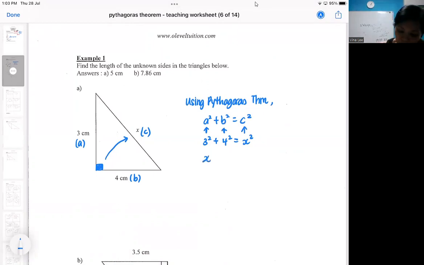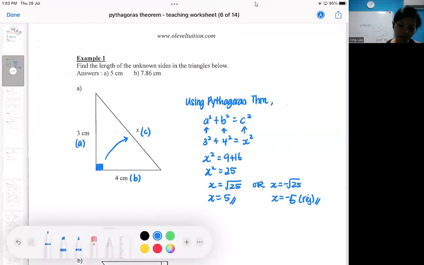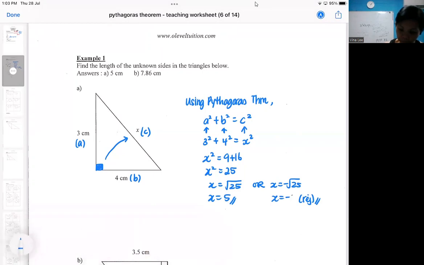From here, x squared is equal to 9 plus 16. X squared is equal to 25. So you should square root. You should get two answers upon square root. But length being positive, you have to reject the negative. Length couldn't be negative, so in that case, you reject the negative length. Okay, because of the square root, it's not every time you're going to get a very nice answer.